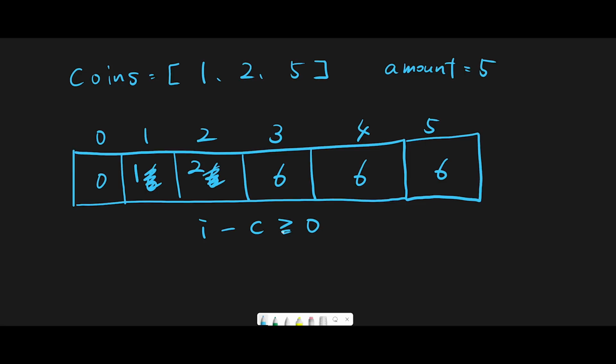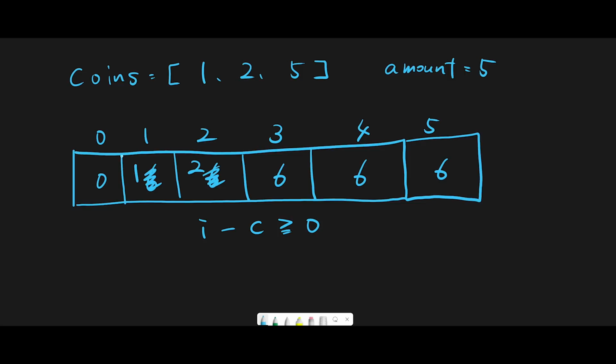We meet this condition, so we can update the array. And the current minimum is 2. This time we use coin 2. If we use coin 2, what amount should we have before we use 1 coin 2? So 0, right? The formula is current amount minus the current value of coin 2, so we should check index 0. And to make up amount 0, we don't need a coin, right? That's why we put 0 here.